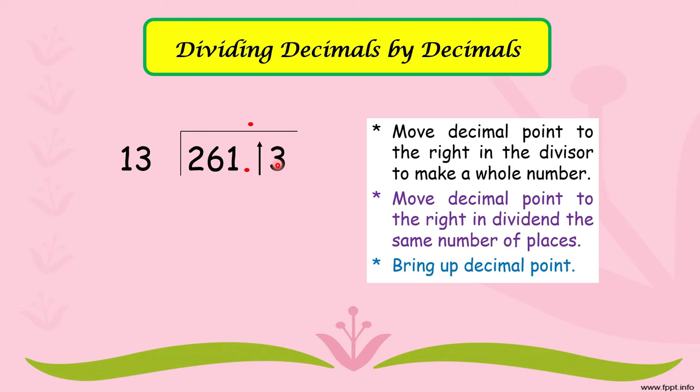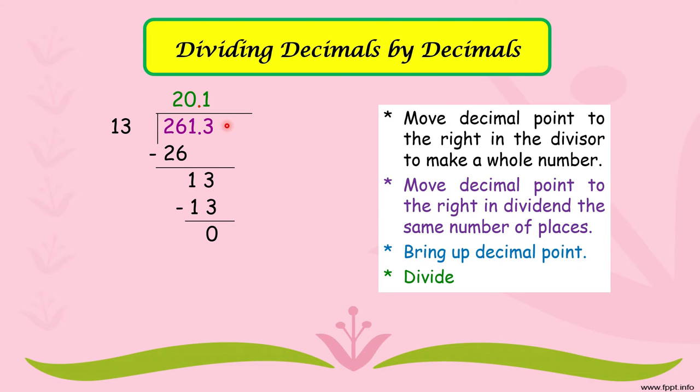And then, step 3, bring up the decimal point. You're going to align your decimal point in your dividend. So, don't forget the alignment. And then the last step is to divide as a whole number. You need to apply the long division method in this case. So, we have 261.3 now divided by 13, and that will be equal to 20.1.